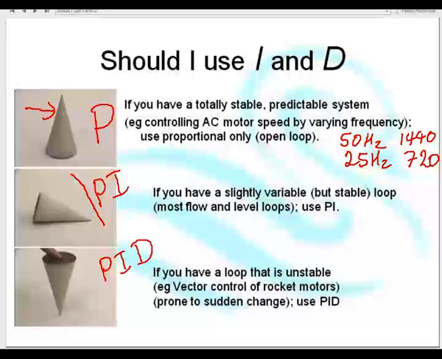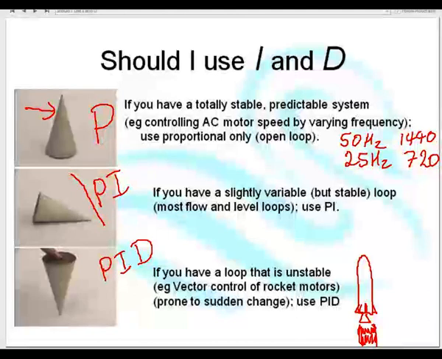There's not really many places you might use this. The only place I can think of that you'd use this regularly is on something like rocket control. If you think about it with a rocket engine, the rocket is at the wrong end of the thing. You're having to balance a rocket on the end of its engine. It's very hard to get a rocket to stay up. And if you've seen the videos of early rockets, well, they didn't. So vector control on a rocket uses PID, but truth be told, this is hardly ever used.